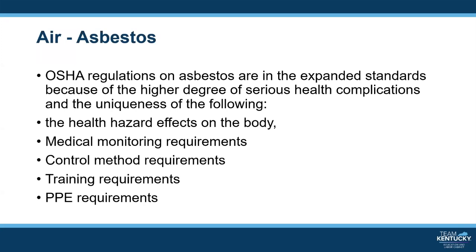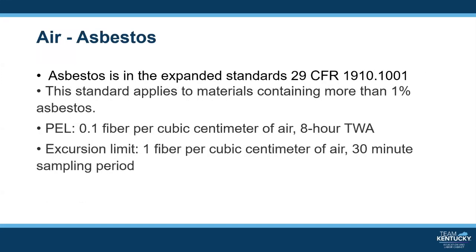This is just a basic summary of the extra management responsibilities for these highly hazardous chemicals and particulates listed under OSHA's expanded standards. Asbestos is listed in the expanded standards at 29 CFR 1910.1001. This standard applies to materials containing more than 1% asbestos.